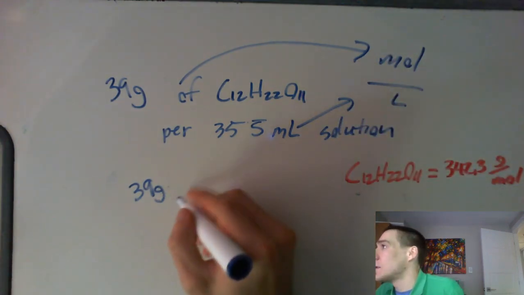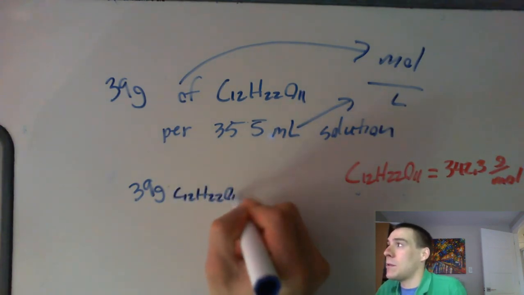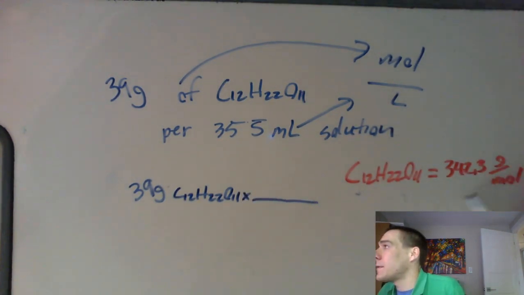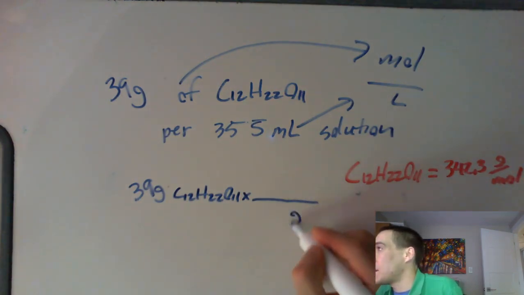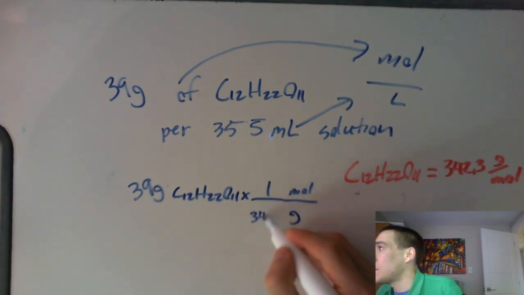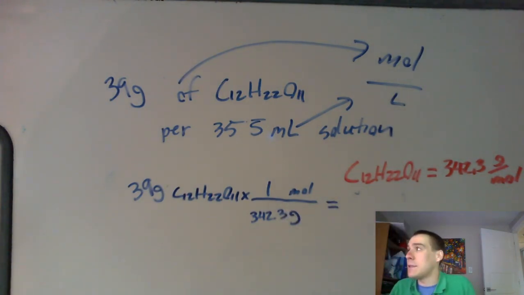So let's convert this to moles. 39 grams of C12H22O11 times my conversion factor, grams per mole. I need my grams on the bottom and my moles on the top. So for every 1 mole, I have 342.3 grams. Same mental check: do I have more or less than a mole of it? Clearly less than a mole, because 1 mole is 342 grams.